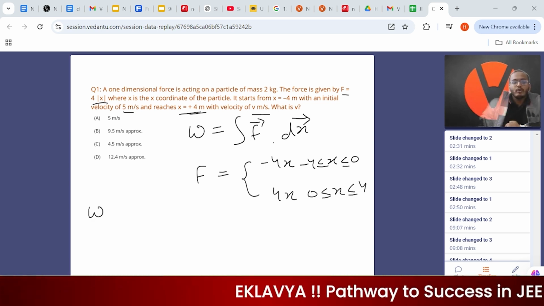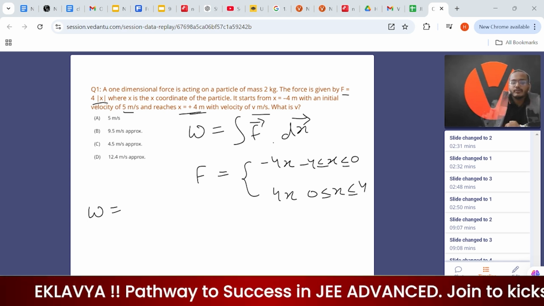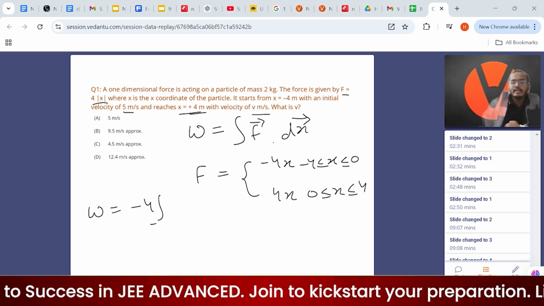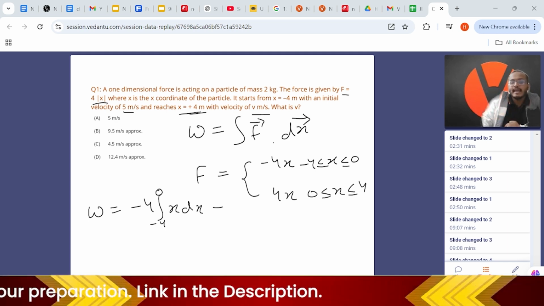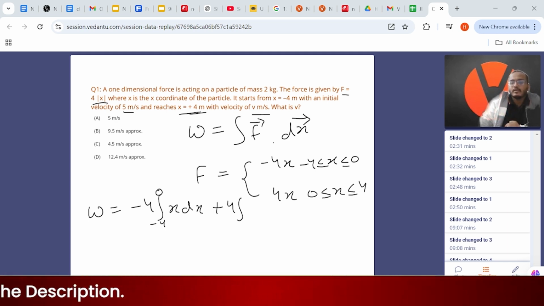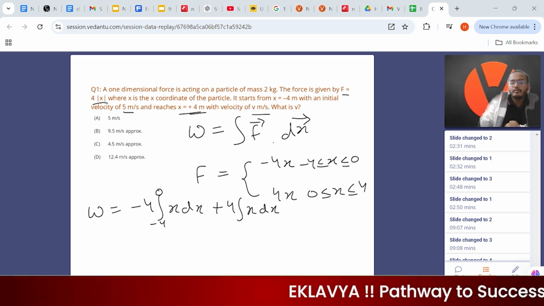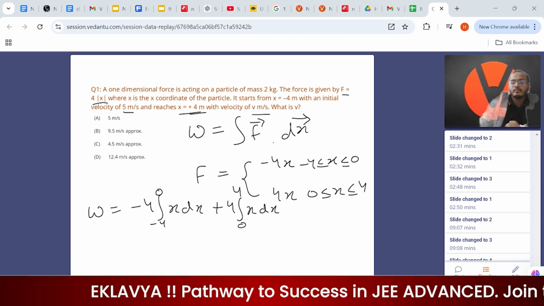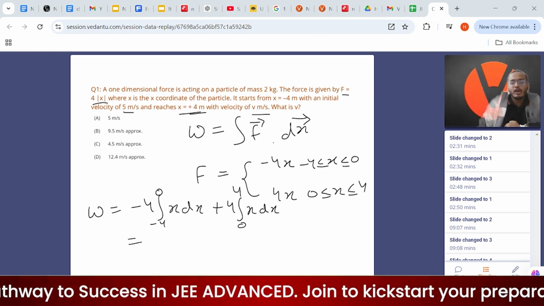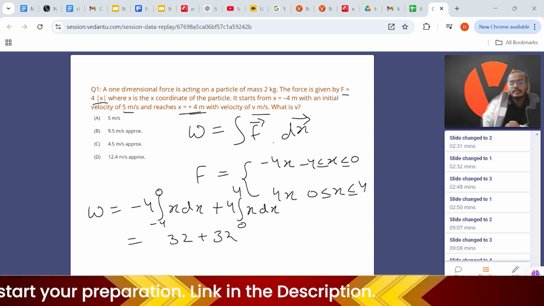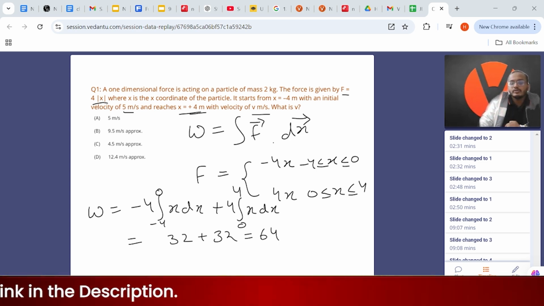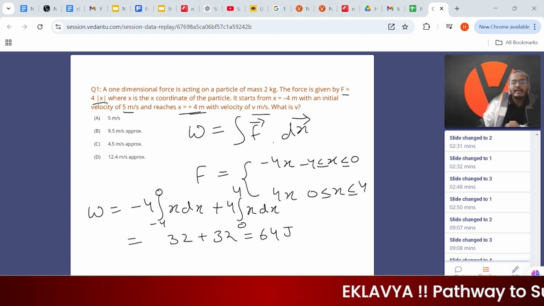Okay, so according to this, work done will be equal to the integral from -4 to 0 of -4x dx plus the integral from 0 to 4 of 4x dx. And when you solve it, you will get 32 plus 32, which equals 64 joules.